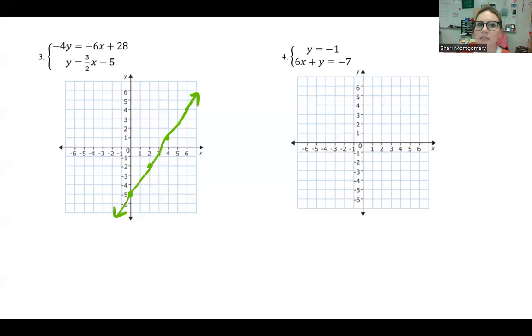For the top one, it's the same method that you're going to do. You're going to take and divide by 4, divide by 4. So I get y is equal to negative, let's see, 6/4, that can reduce. What can it reduce to?